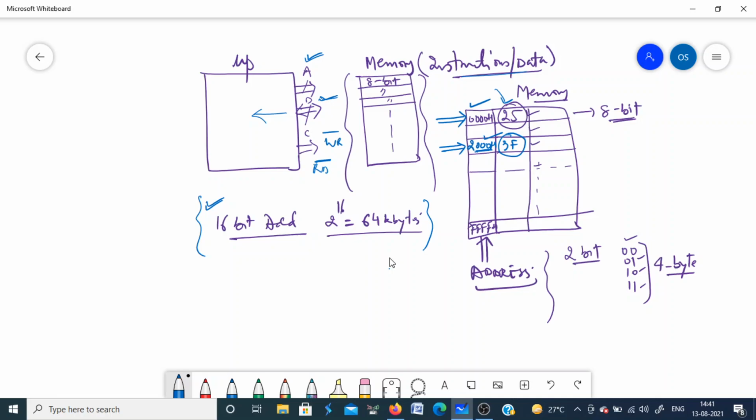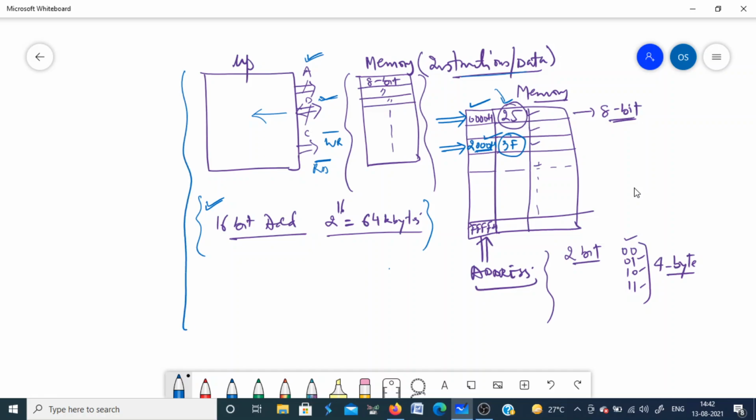But your address bus is unidirectional. It only carries the data from the processor to the memory, or from the processor to maybe some input output ports. So it is not bidirectional. Okay, and memory, you may be aware of this, but let me revise it.